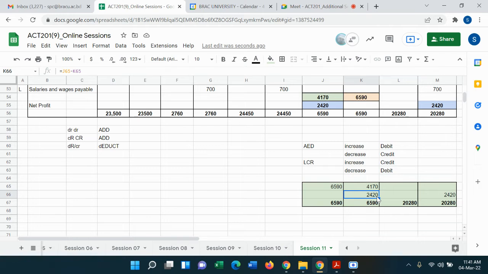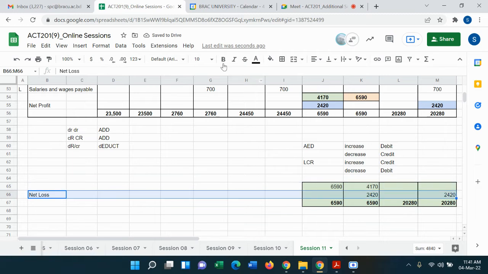And what does this 2420 mean in that situation? Expenses are higher than the revenue, so it will be called net loss. Exactly, it will be known as net loss. We will just mention net loss here.